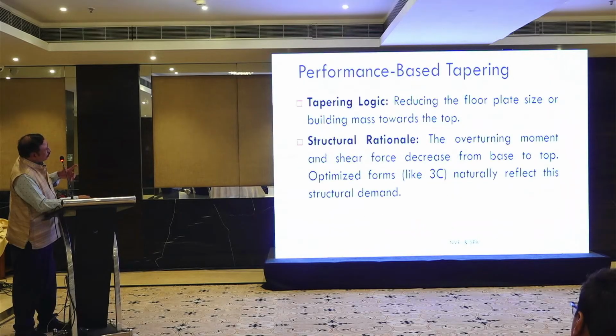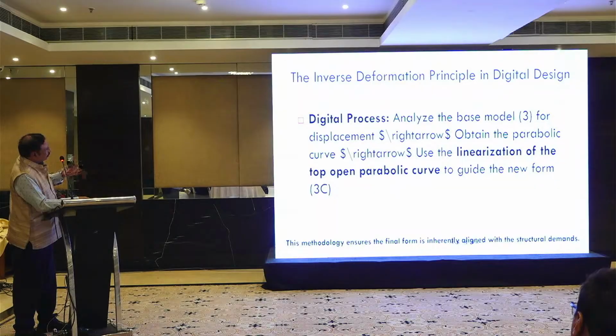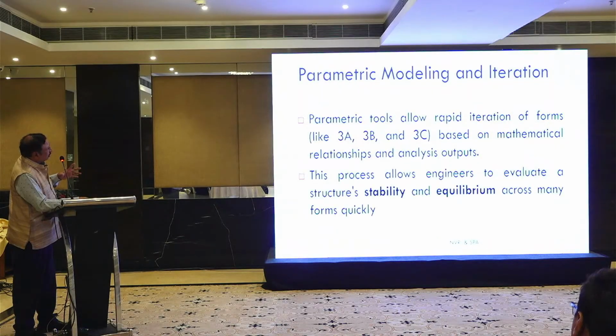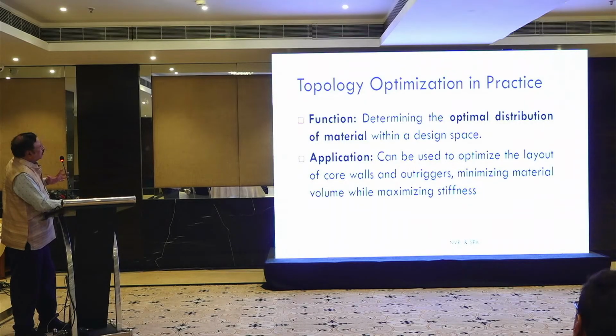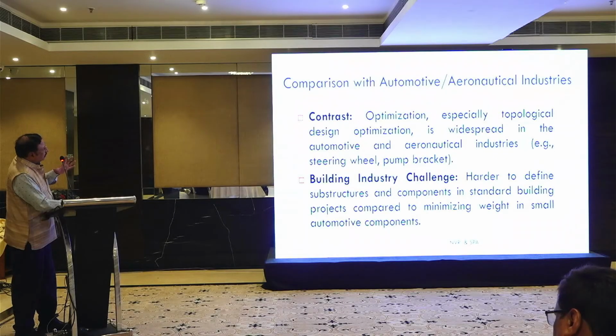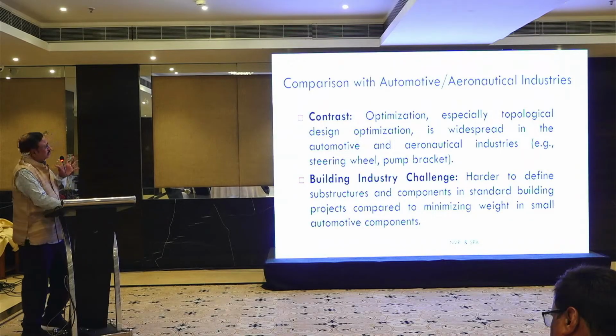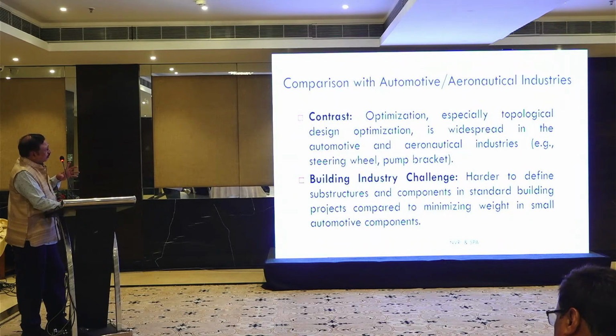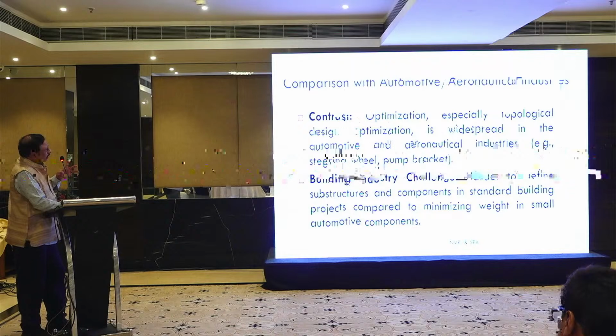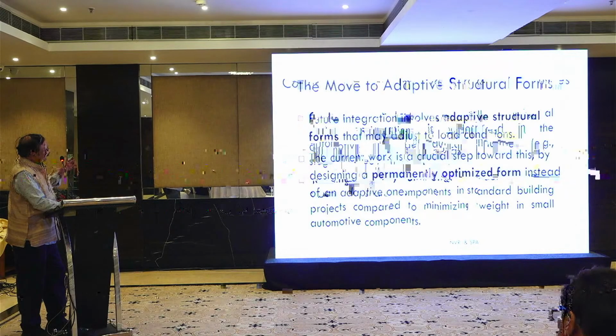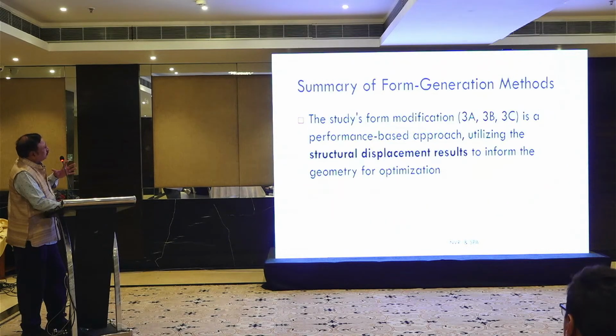So I told you about modifications and other things. I'll show you some final conclusions. I'm sorry I have to run fast because of the time the chairman has told. So this is another idea of topology optimization, how we can use it for high-rise buildings. And you can take many of the ideas from aeronautics. In aeronautics, you deal with wind. So, and to arrive at the move to adaptive structural forms.